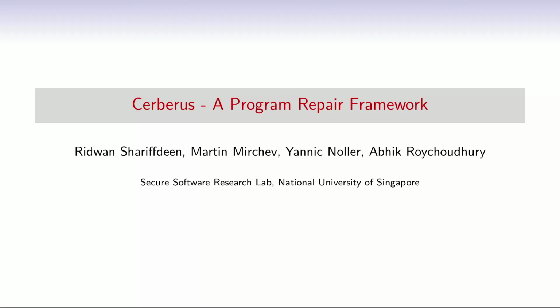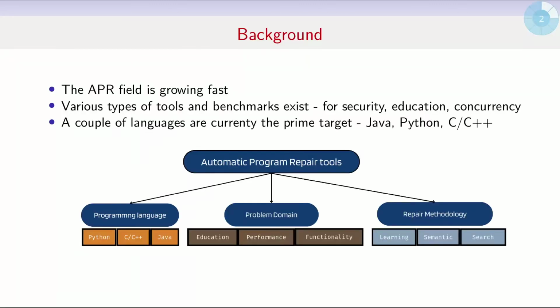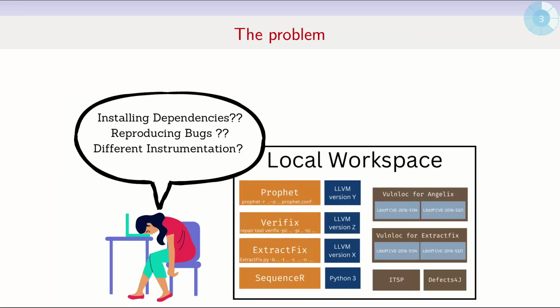Before we present Cerberus, let's give a bit of an overview on why we need such a tool. In the past years, the automatic program repair field has been growing quite fast. There have been numerous tools released, each focusing on different classes of bugs, different languages, and different sectors. Now, this sounds all great, but that means there are a lot of tools and one has to learn how to interact with all of them, how their APIs work, what their dependencies are, and also how to set up instrumentation if the tool requires such.